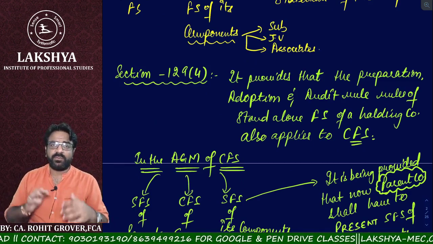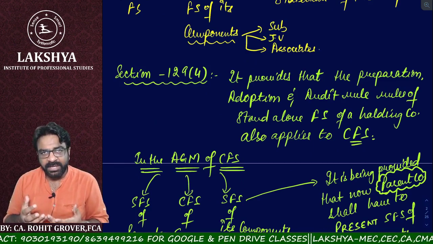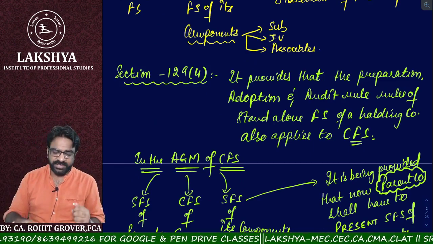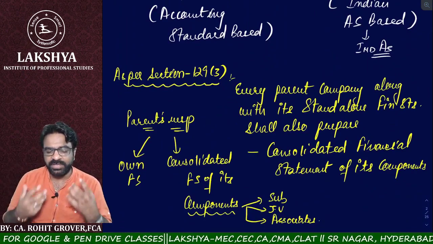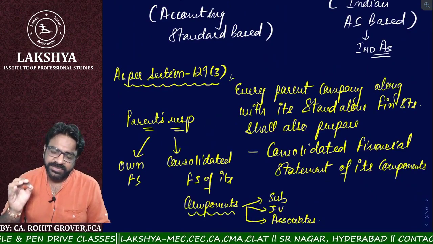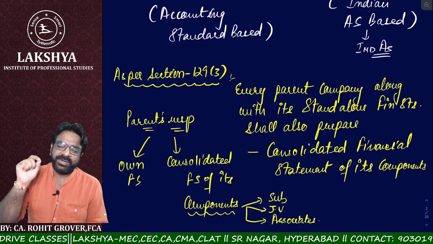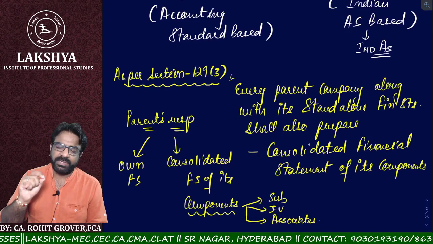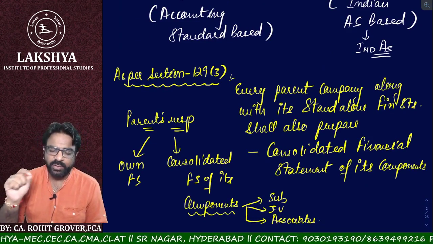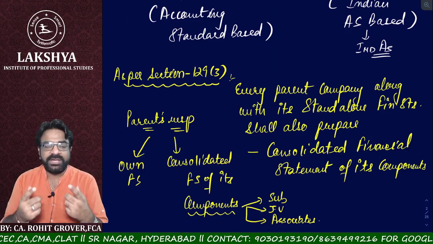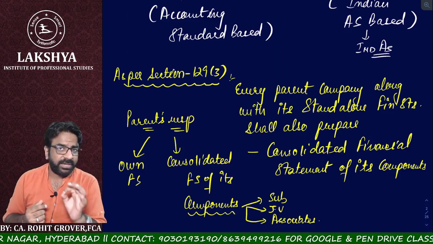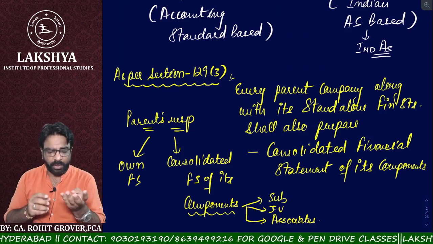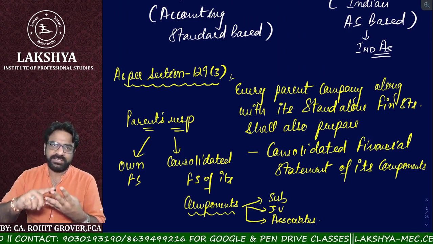So let us understand what 129 subsection 3 is saying, and again section 129 subsection 4. Tell me everyone, repeat after me. What is section 129 subsection 3 saying? It says that every parent company which is preparing its standalone financial statement, along with it, also has to prepare the consolidated financial statements of its components. Components means associates, subsidiaries, and joint ventures.